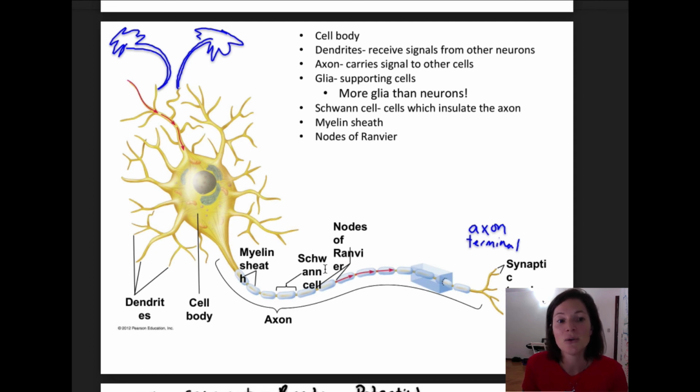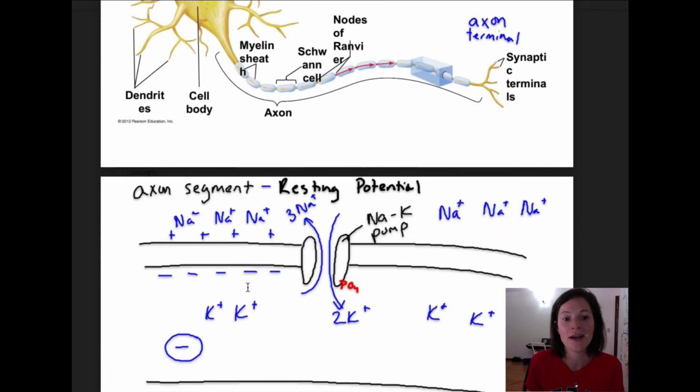For right now, don't worry too much about the myelin sheath or the Schwann cells. Once we understand why messages or impulses move in one direction down the axon, then we're going to come back and say, why are these Schwann cells, why is this myelin sheath actually very necessary for the fast movement of impulses down axons?